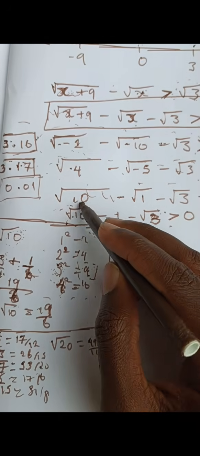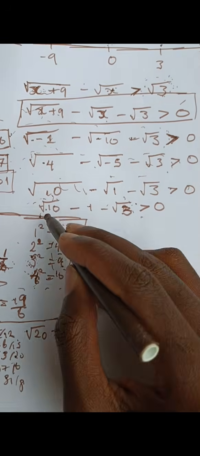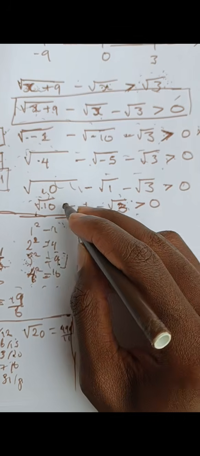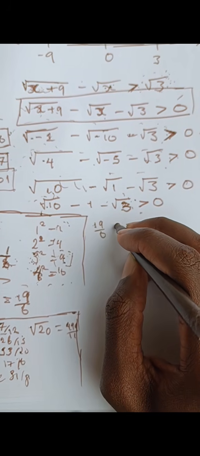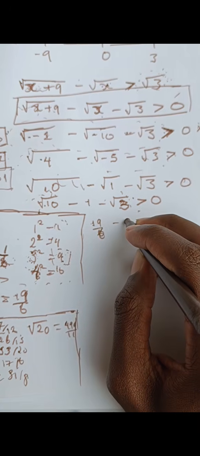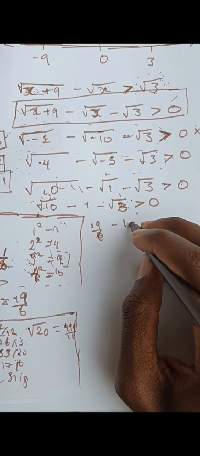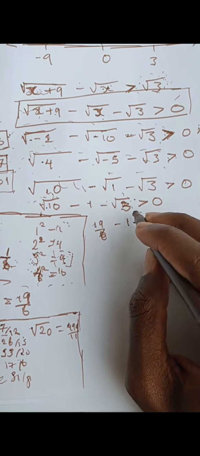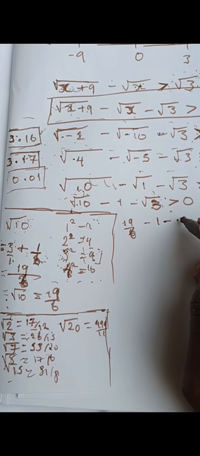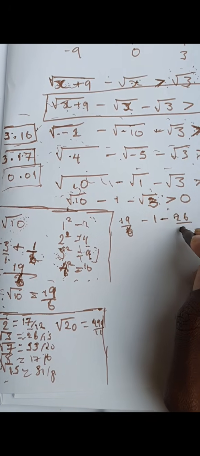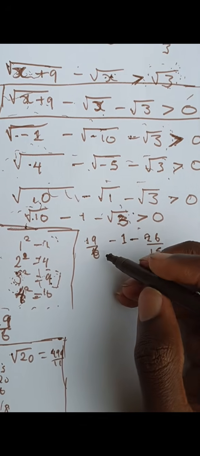Okay, so knowing the value for square root of 10 and for square root of 3, which I've given you here, let's solve this question. Let's substitute square root of 10 with 19 over 6, minus 1, minus square root of 3. Which value is closest? It's this one, right? Which is 26 over 15.